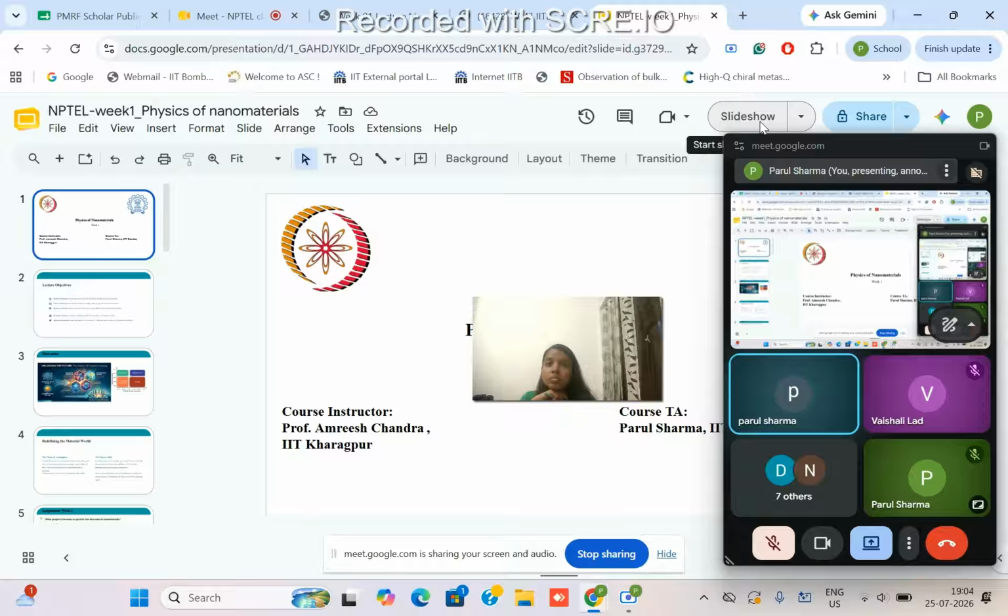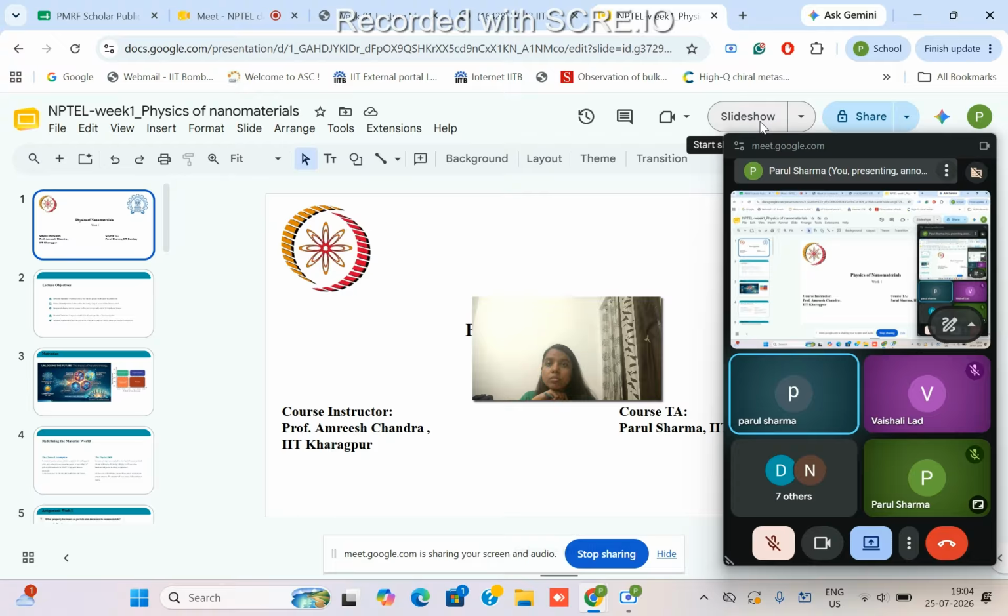That's why these reflected colors, we are seeing different. So we simply observe that the shape and the size of the particle is changing, and the properties are also changing.